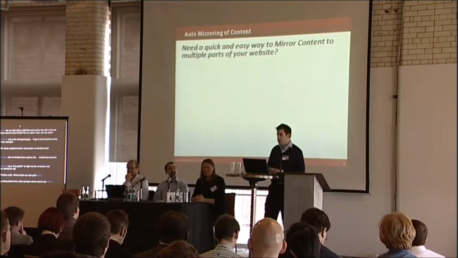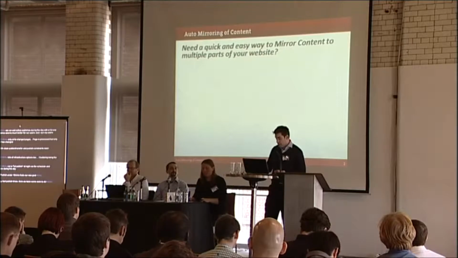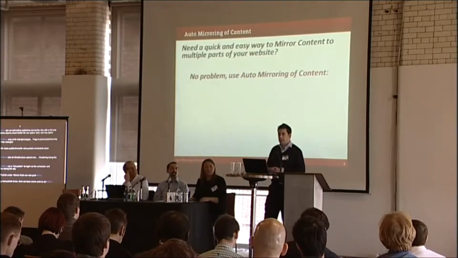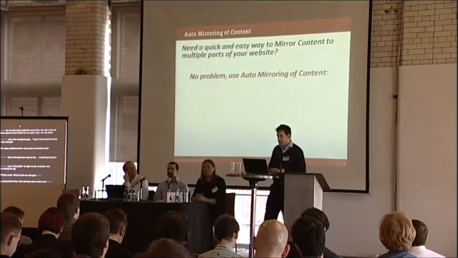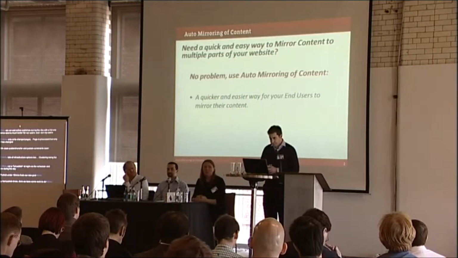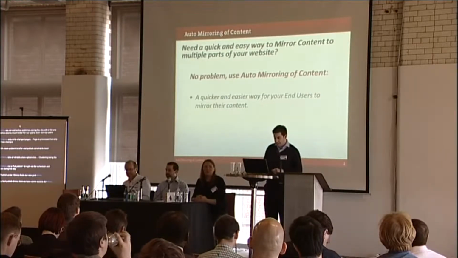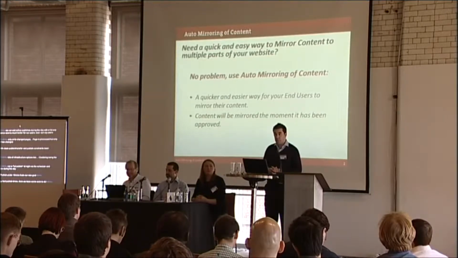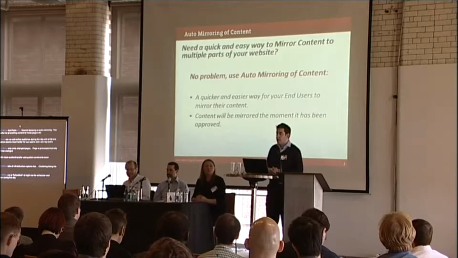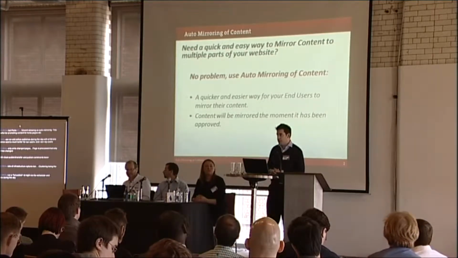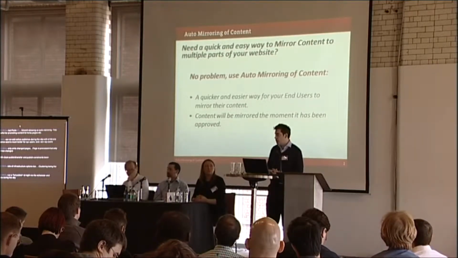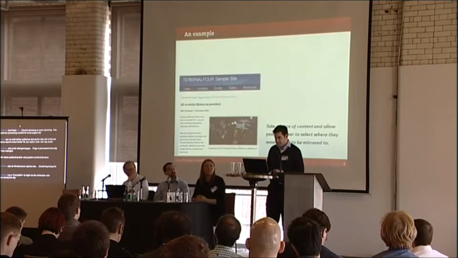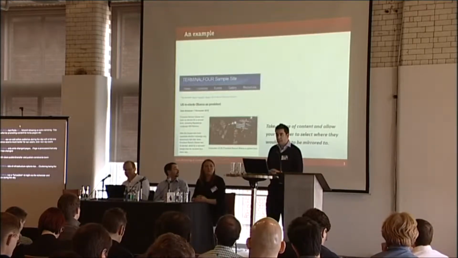So how can we speed up that process for your end users? Well, the idea of auto-mirroring of your content is to help speed up and make a nice, quick and easy way for your end users to actually go ahead and do that. And you can see here I've said a quicker and easier way for your end users to mirror their content. And the idea is that when we mirror this content out, it'll only actually be mirrored out to the sections that your end user has chosen at the point of that content actually having been approved, which probably makes good sense. I'm going to illustrate this by using an example.